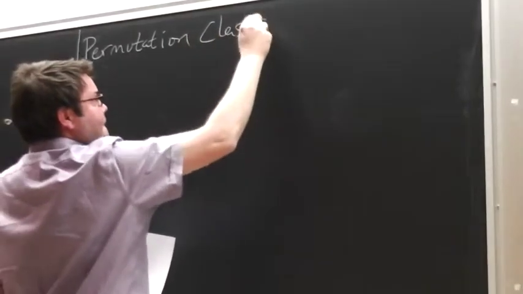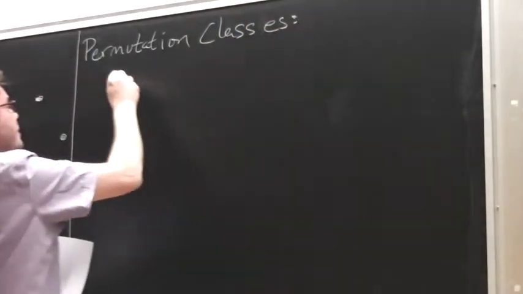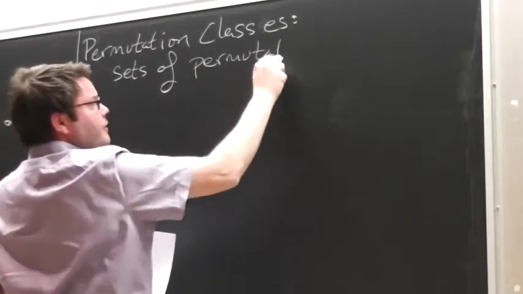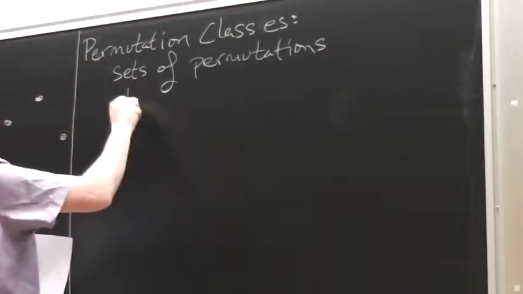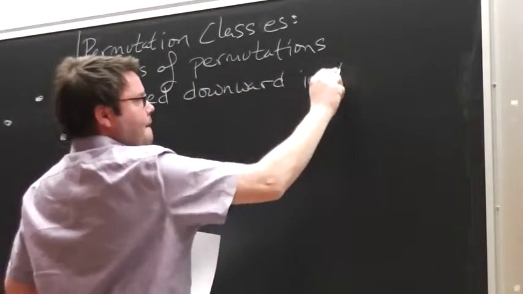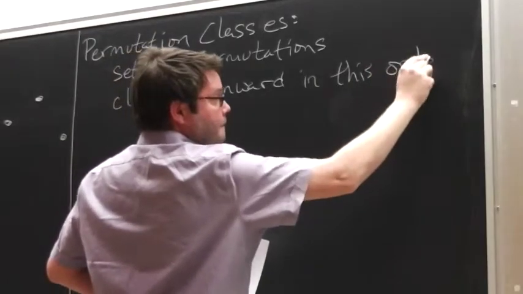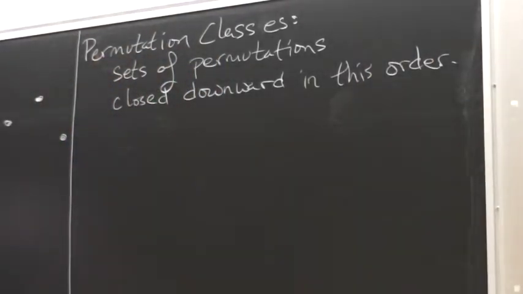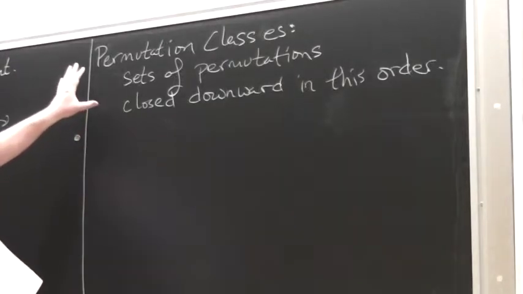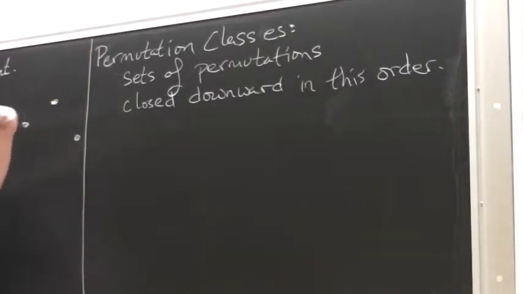So, I'm interested in permutation classes. These are sets of permutations of all different lengths that are closed downward in this order. So you might think about this order I've just defined as a poset on the set of all finite permutations. And then I'm interested in the downsets. But for historical reasons, we call them permutation classes.